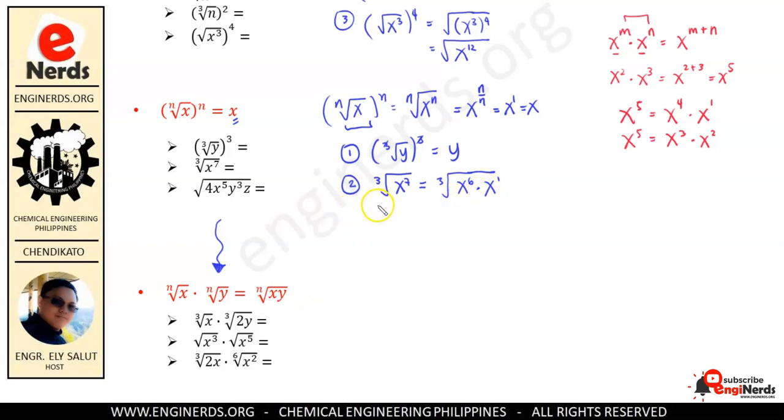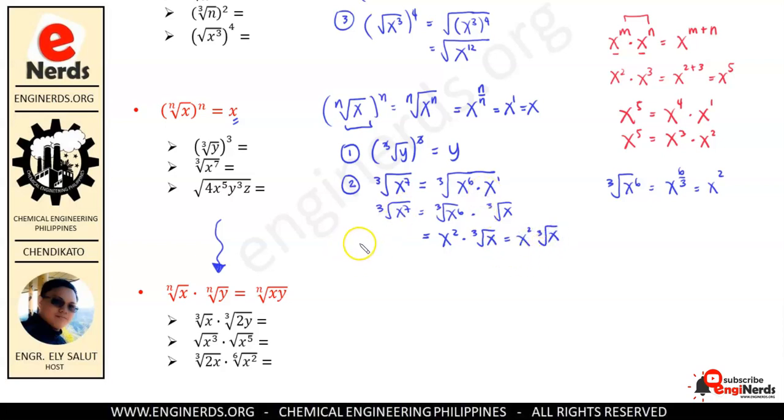So, let us see. So, we have cube root of x to the 7 is equal to, now we will separate this. We have cube root of x to the 6 times cube root of x. Now, we know that cube root of x to the 6 is also equal to x to the 6 over 3, which is equal to x squared, because 6 divided by 3 is equal to 2. Therefore, our answer here will be x squared times cube root of x, or this can be written as x squared cube root of x.